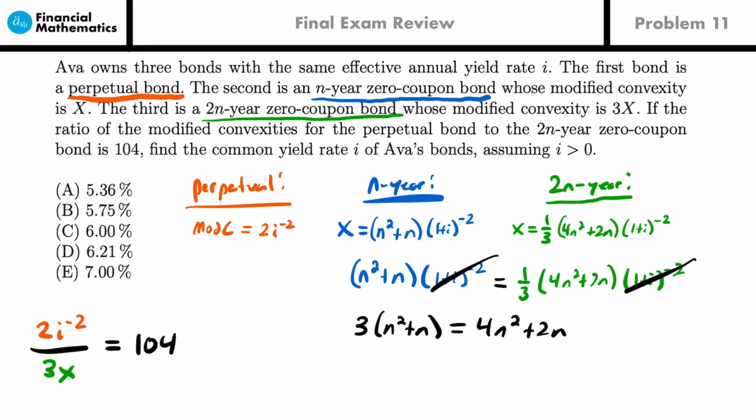And now at this point, the only unknown variable we have is n, so we should be able to solve for it here. Let's see if we can do that algebraically. If I distribute this 3 through this quantity, we'll have 3n squared plus 3n is equal to 4n squared plus 2n, and then combining our like terms might be helpful here. Let's subtract these two terms over to the other side. 4n squared minus 3n squared will just be n squared, and then 2n minus 3n will be negative n. So we'll have 0 is equal to n squared minus n.